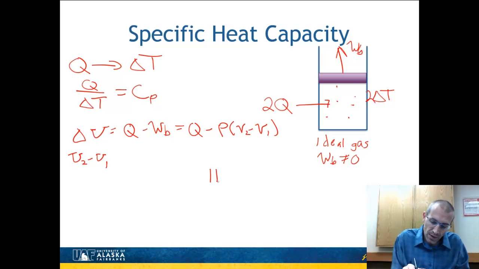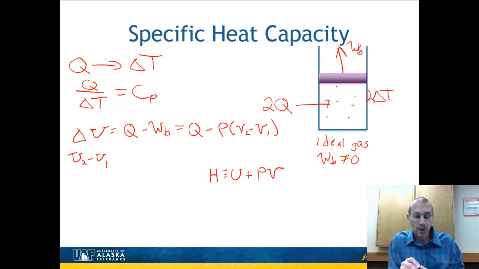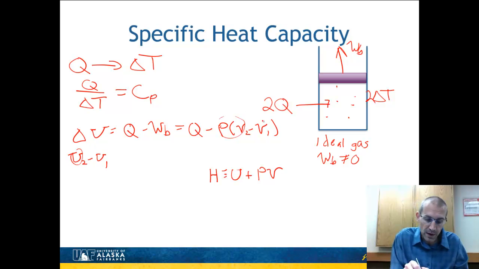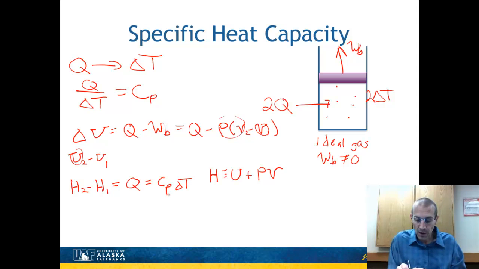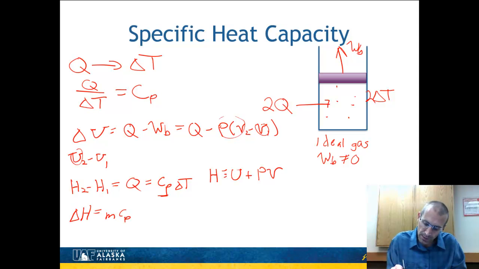Now recall that the enthalpy was defined as U plus PV. So I could go ahead and take this PV term and combine it with the U2, and take this PV term and combine it with U1, and I would have H2 minus H1 is equal to Q, and that right there was equal to Cp delta T. So now I have my heat capacity at constant pressure. It's related to my changes in enthalpy. And once again, this is normally written on a per mass basis where delta H is m Cp delta T.